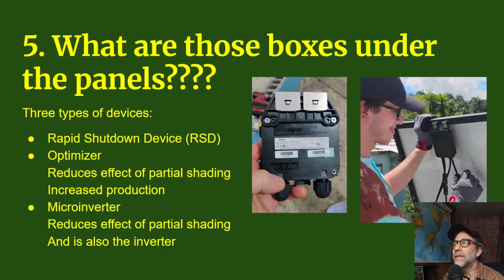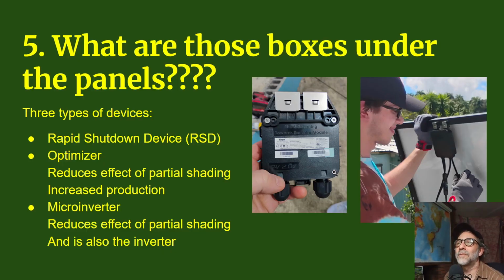Probably the most important thing that an optimizer does is it reduces the effect of partial shading. Without an optimizer, if just one solar panel has some shade on it, it acts as a bottleneck and it slows down the energy flow in the whole system. With an optimizer, if a solar panel has some shading on it, it takes itself out of the system and the energy bypasses that solar panel, effectively increasing the production of the system.